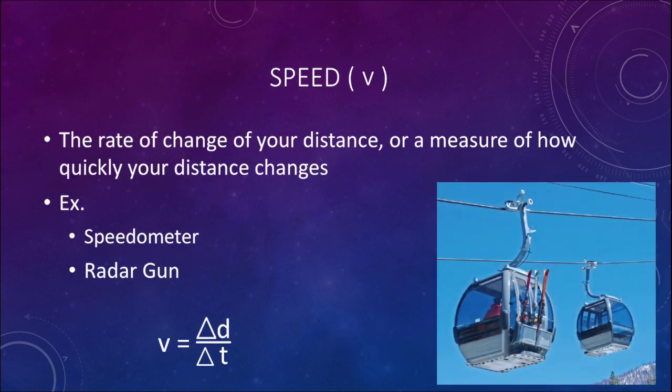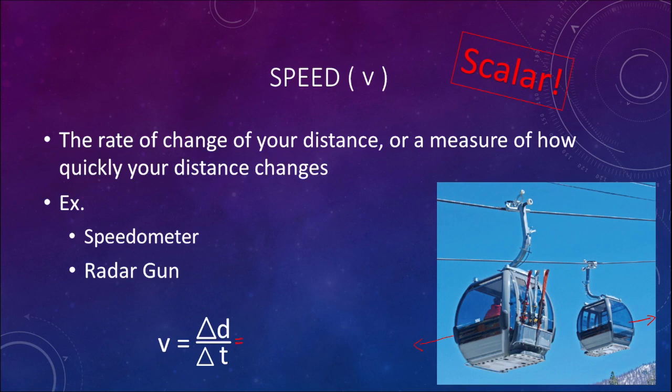Here, notice we have two monorails moving on the same rope. Since they are attached to the same rope, their distance is moving at the same rate, so their speed is the same. Notice even though this monorail is moving up the mountain and this monorail is moving down the mountain, their speed is the same because the direction does not matter. Since the direction does not matter, this is a scalar.